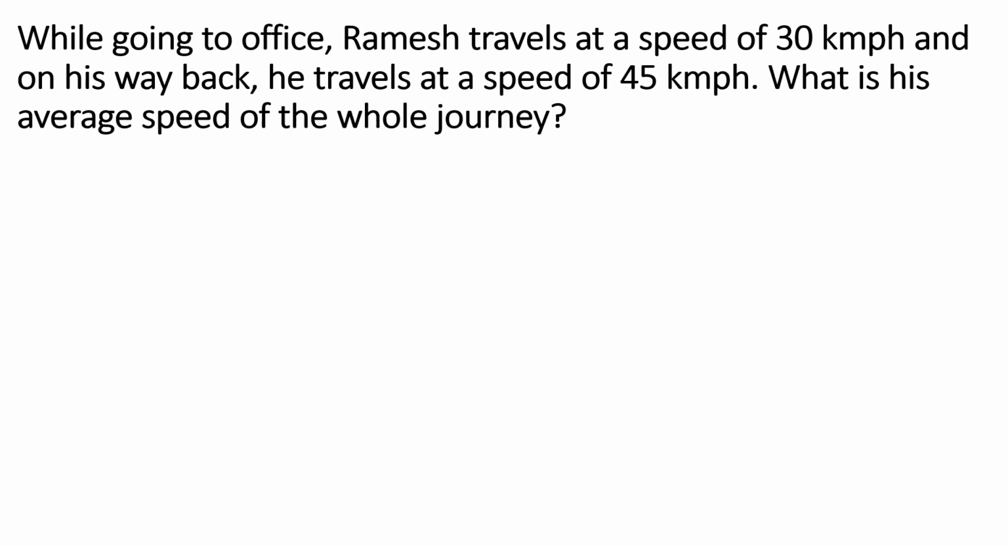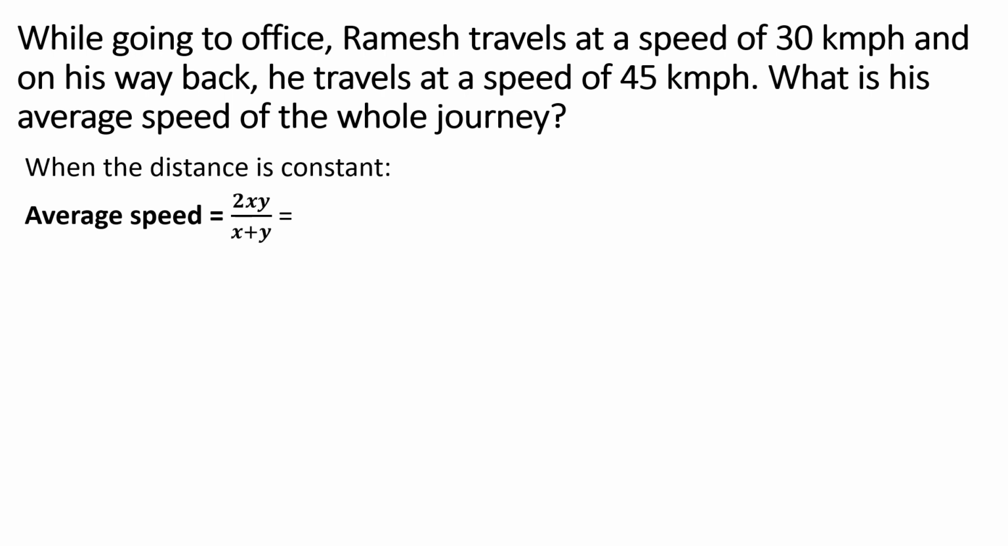Okay, next problem. While going to office, Ramesh travels at the speed of 30 km per hour, and on his way back he travels at the speed of 45 km per hour. So what is the average speed of the whole journey? Now home to office, office to home, in both the cases distance traveled is constant. So in this case, the formula for average speed will be 2xy divided by x plus y, where x and y are the two different speeds.